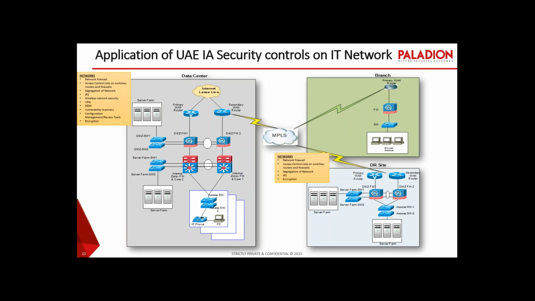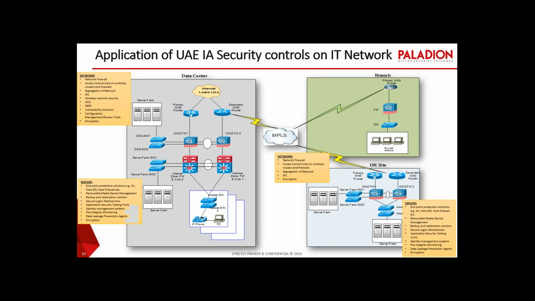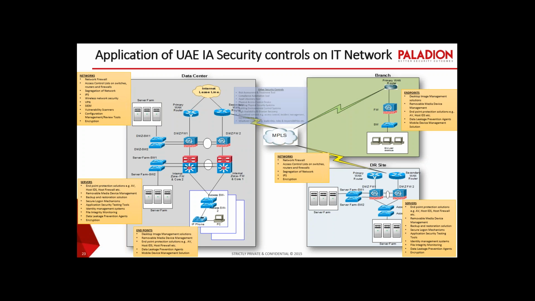On the server side or on the endpoint side, endpoint protection, which includes AV, host IDS, host firewall, removable media device management, application security testing tools, identity management systems, file integrity monitoring systems. A whole lot of things are being defined for the server security. On the endpoint security side, desktop image management solutions, removable media device management solution, endpoint protection solution, DLP agents, mobile device management solutions are being mentioned as a technology control.